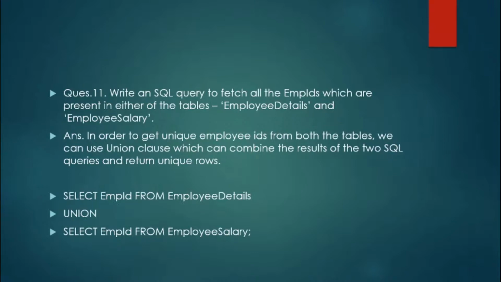If you have to fetch the unique employee IDs from both the tables, then you have to use the UNION clause. So how will you write it? First you will write the first query, then UNION, followed by another query. So: SELECT EmpID FROM EmployeeDetails UNION SELECT EmpID FROM EmployeeSalary. This is how you will get the unique employee IDs from both the tables.